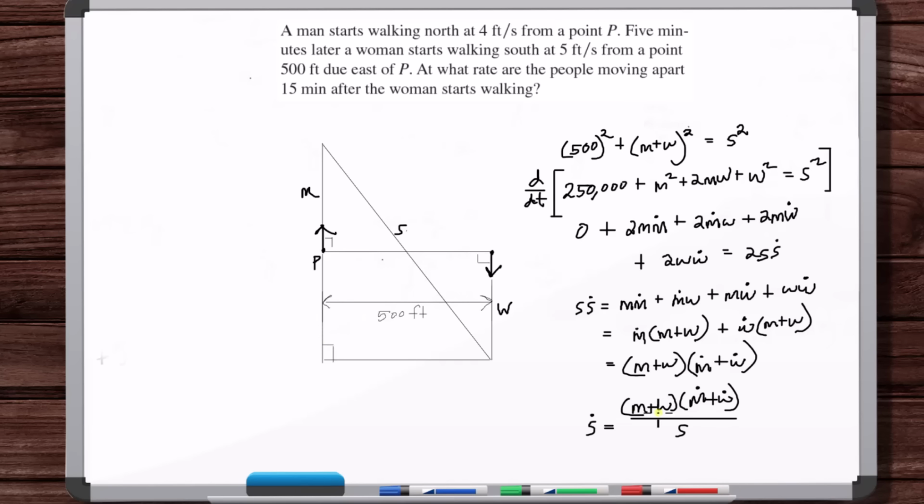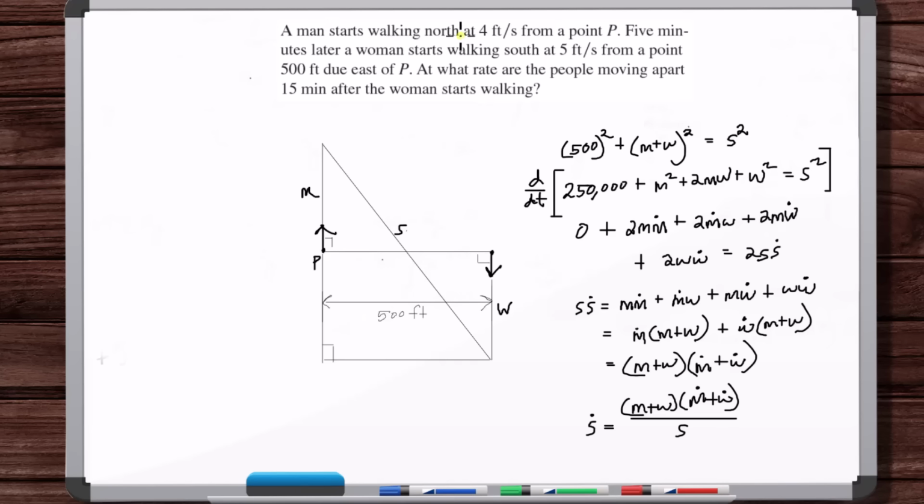And now the M and the W, for geometry, there's no such thing. We're not going to put negative M or negative W. They're both positive, right? As far as side lengths, this is a geometry formula, the Pythagorean theorem. So, okay, we know what M dot and W dot are. We just need M and W. How do we find M and W? At what rate are the people moving apart 15 minutes after the woman starts walking?